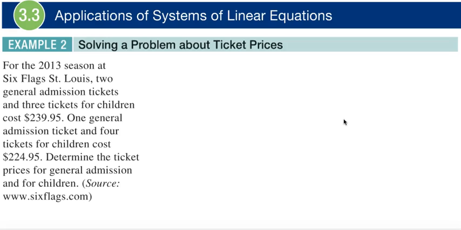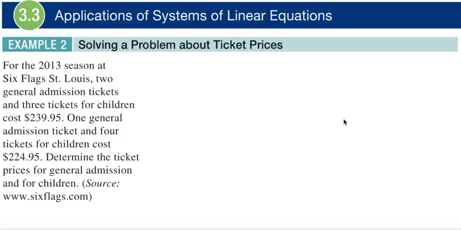Example number 2 for section 3.3. We have this problem where we're talking about stats in 2013 from Six Flags St. Louis, where it says that 2 general admission tickets and 3 tickets for children cost $239.95. And then also 1 general admission ticket and 4 tickets for children cost $224.95. Determine the ticket price for the general admission and for children.